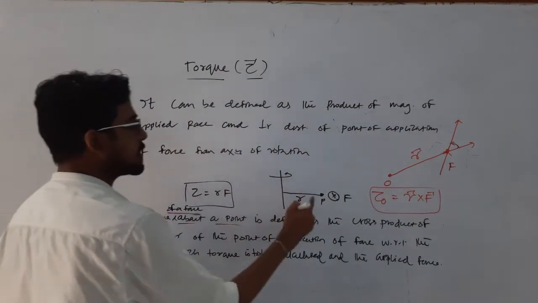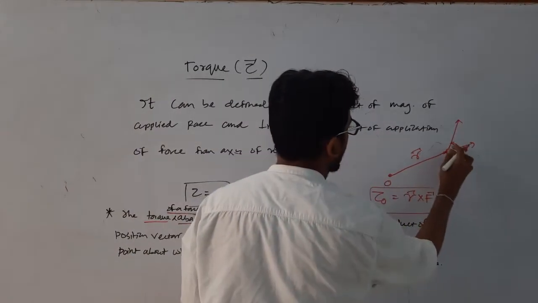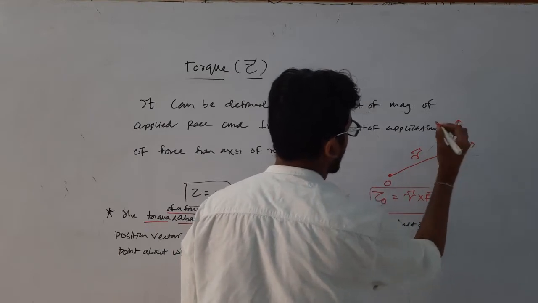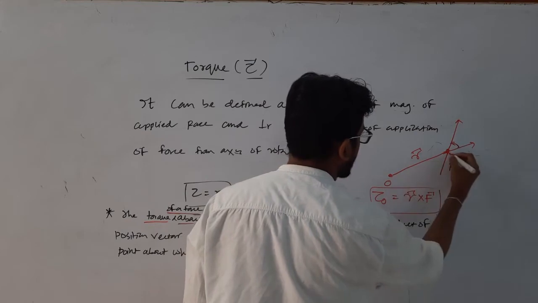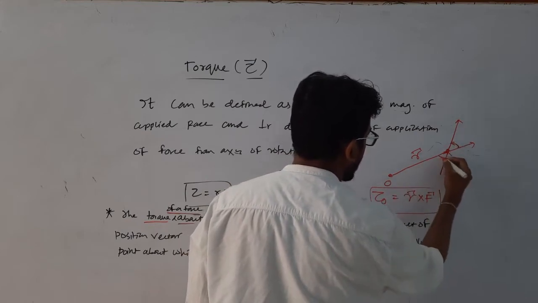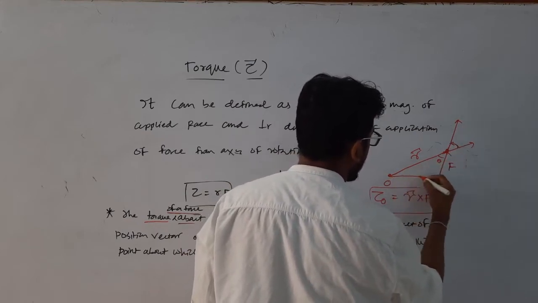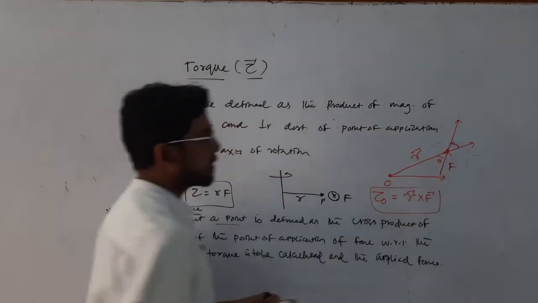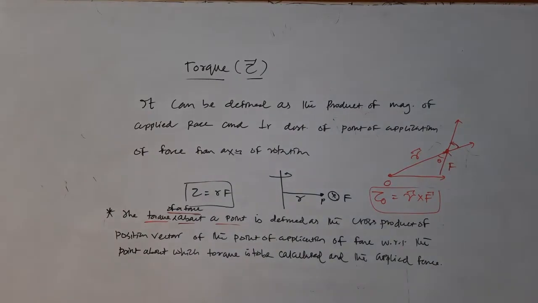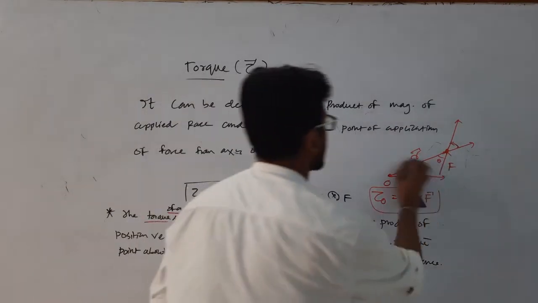Clear? Or in this case, if I am considering the perpendicular distance of the point of application of force from O, so if this angle is theta, this is also theta, so this is the perpendicular distance from the point of application of the force. So we can write it as what?